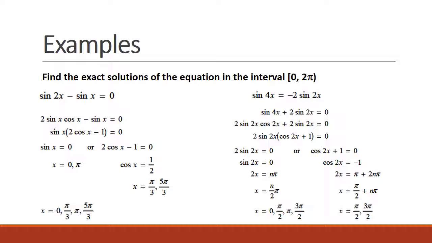For sine of 4x equals negative 2 sine 2x, what we did was we added 2 sine 2x to both sides. You cannot combine them because the 4 and the 2 are attached to the x, not out in front, and they're not like terms. Then what we did was we converted the sine of 4x to 2 sine 2x cosine 2x. And we didn't mess with the other one, and the reason for that is now we have 2 sine 2x in both of these terms, so we can factor that out. And we get 2 sine 2x times cosine 2x plus 1 equals 0. We set each factor equal to 0, and again solve as we did before.